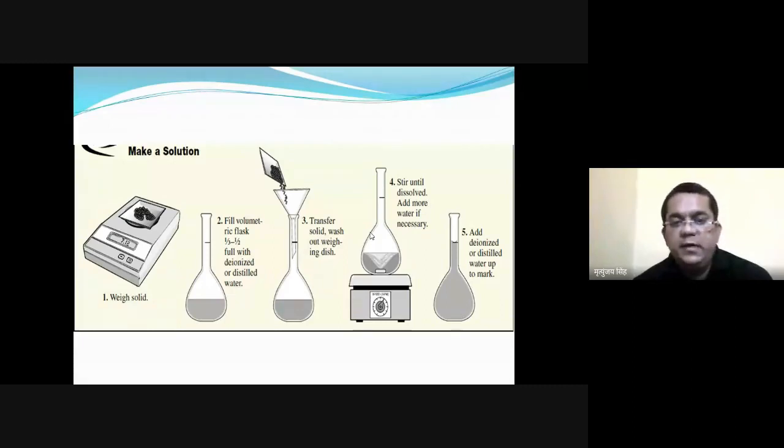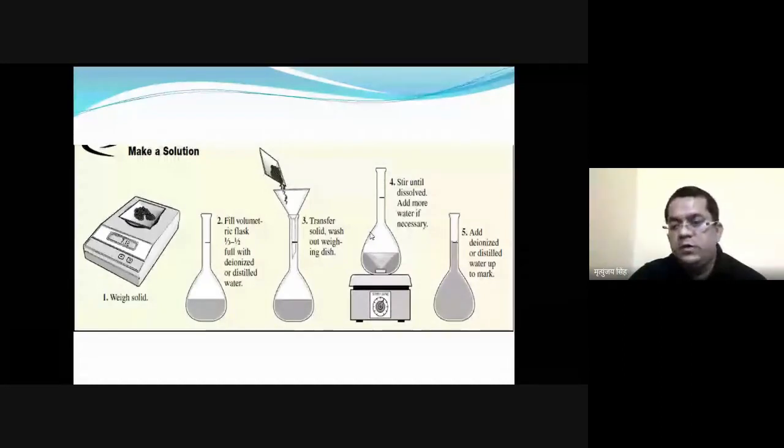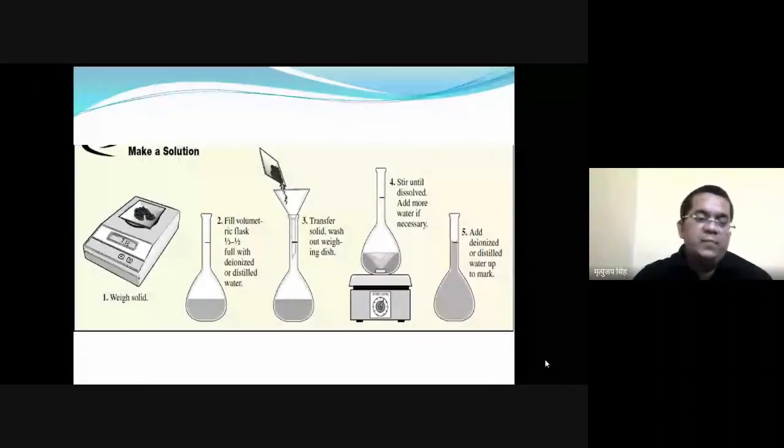Transfer it into the volumetric flask. Then stir it and try to dissolve all your substances in that amount of water. If required, add some solvent for dissolution of your solute. After dissolution of all your solutes, you just make up the volume which you require for your experiments. So for measuring the substance, you require a weighing balance.